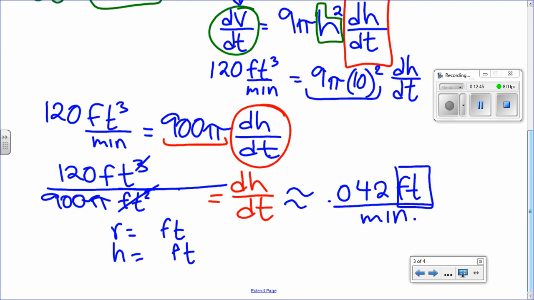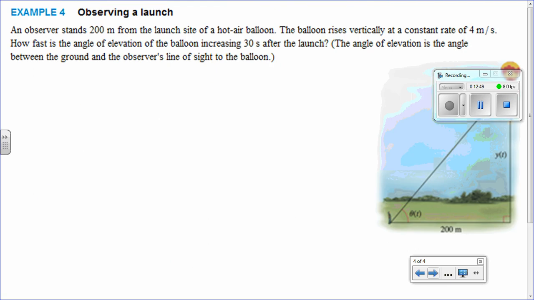So let's move on to the next and last problem of the section. We have an observer who stands 200 meters from the launch site of a hot air balloon. The balloon rises vertically at a constant rate of 4 meters per second. So that's going to be important at some point. How fast is the angle of elevation of the balloon increasing?